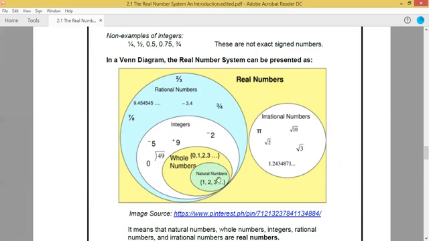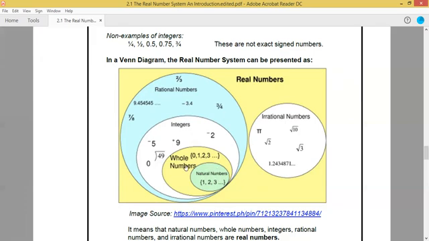If that is a small set in a bigger set, that is true, because natural numbers that start from 1 and onwards are also called whole numbers. Are natural numbers integers? Yes, because natural numbers are a subset of the set of integers.